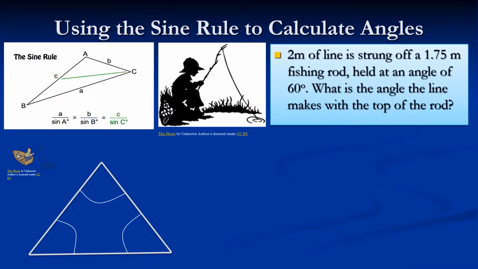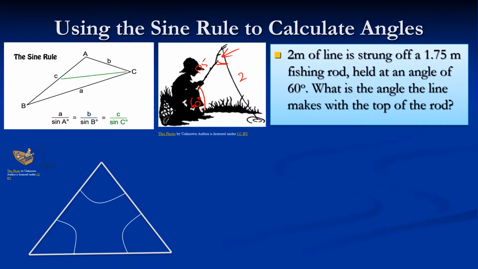Okay, let's think about fishing. Now we've got 2 meters of line strung off a 1.75 meter fishing rod. Now it's held at an angle of 60 degrees. So what is the angle that the line makes with the top of the rod? So what do we know? That's 60. And what do we got? A 1.75 meter rod, and that's about 2 meters, and we're asking for this one.